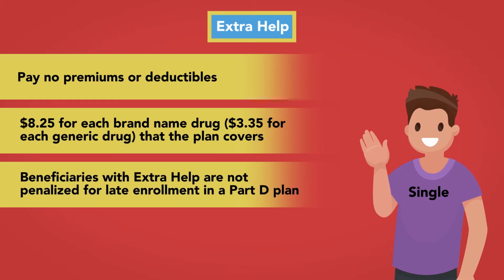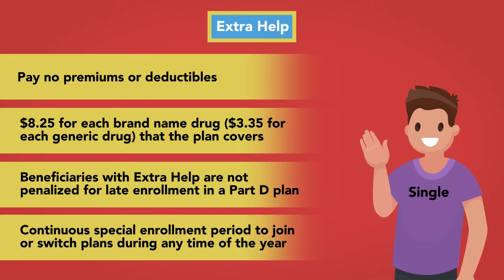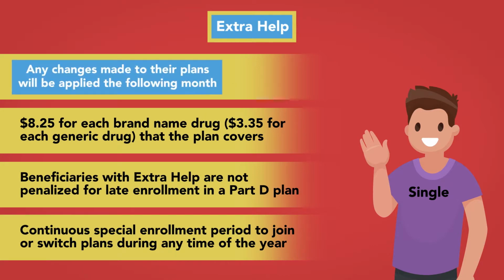In addition, beneficiaries with extra help are not penalized for a late enrollment in a Part D plan. Recipients also benefit from a continuous special enrollment period to join or switch plans during any time of the year. They do not need to wait for the formal annual enrollment period. Any changes made to their plans will be applied to the following month.